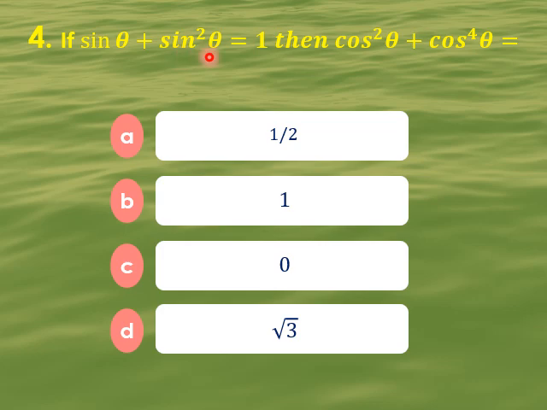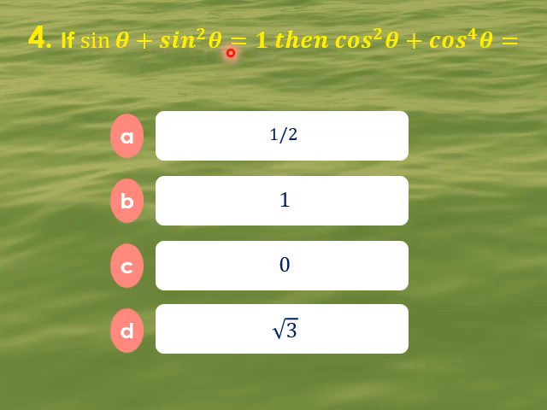If sin theta plus sin square theta is equal to 1, then cos square theta plus cos 4 theta is how much? Here we need to get somehow cos theta from this expression. So first we take sin square theta to the RHS. So this will become 1 minus sin square theta. From the identity we know that sin square theta plus cos square theta is 1. So 1 minus sin square theta will be cos square theta.